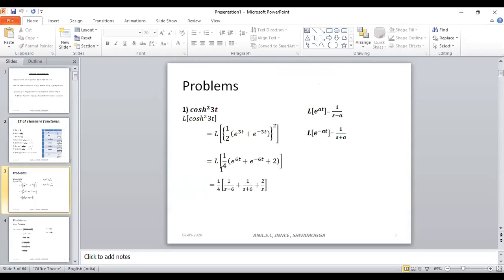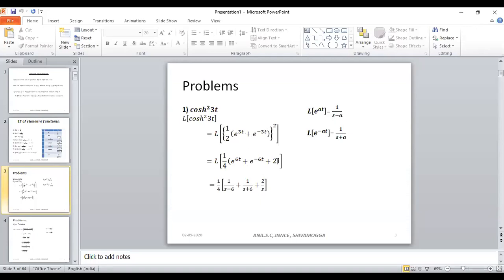1 by 2 whole square is 1 by 4. The remaining term, e power 3t plus e power minus 3t whole square, takes the (a plus b) whole square form, and its expansion is a square plus b square plus 2ab. A square is e power 3t whole square, that is e power 6t, plus b square is e power minus 3t whole square, that is e power minus 6t, plus 2ab, where ab is e power 3t into e power minus 3t, that is e power 0.